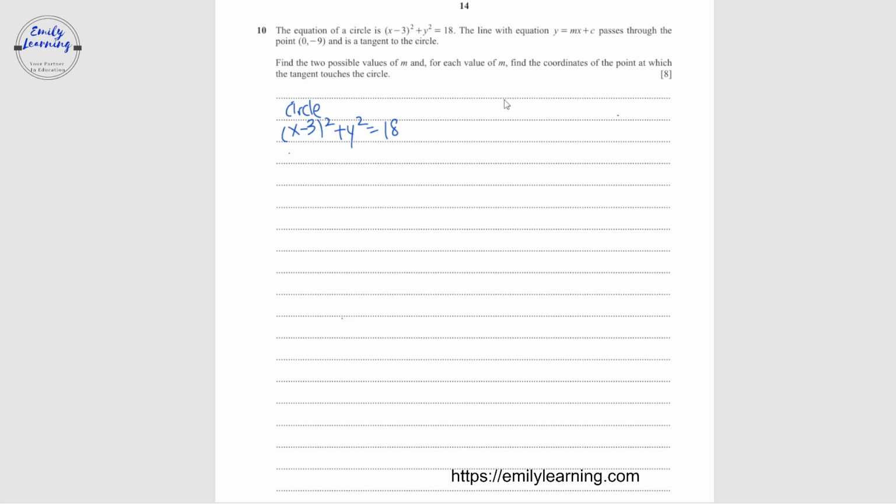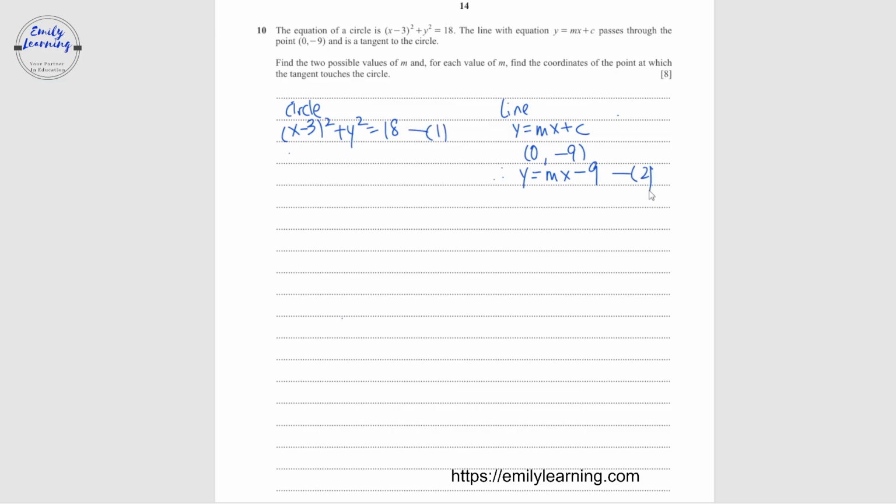Then for the line, we know that it is y equals mx plus c, and it passes through the point (0, −9). We also know that for a line, c refers to the y-intercept, and (0, −9) is a y-intercept. So therefore, we know that the line takes the equation y equals mx minus 9.